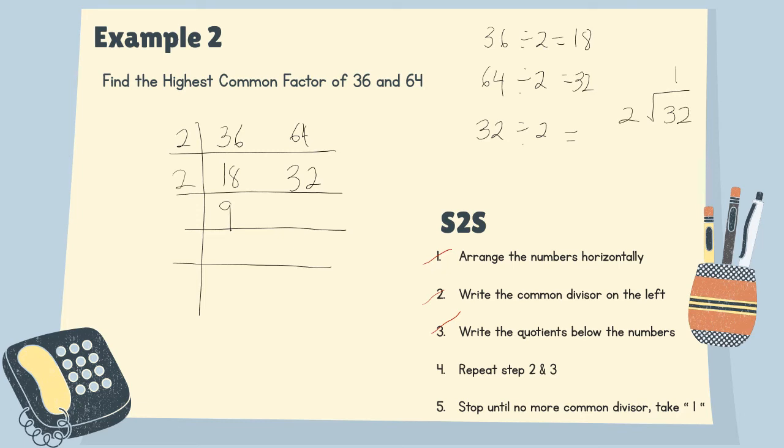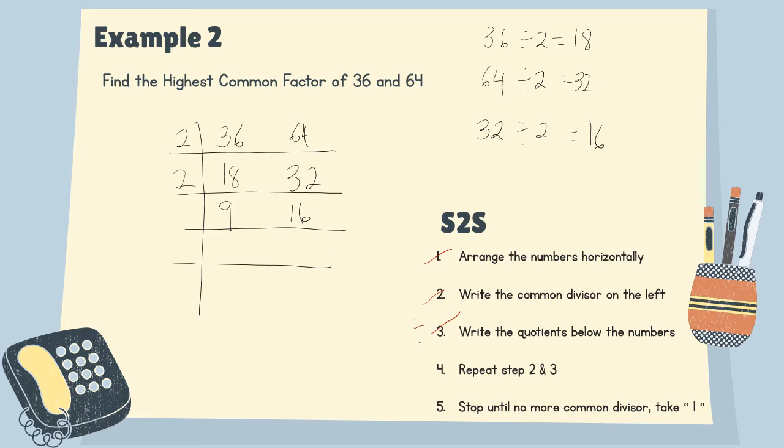3 divided by 2 is 1. 1 times 2 is 2. 3 minus 2 is 1. 2 goes down. 12 divided by 2 is 6. 6 times 2 is 12. So we have 16. So 32 divided by 2 is 16. That is step 3. Now step 4, repeat step 2 and 3.